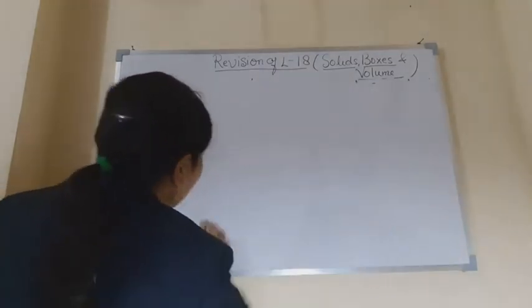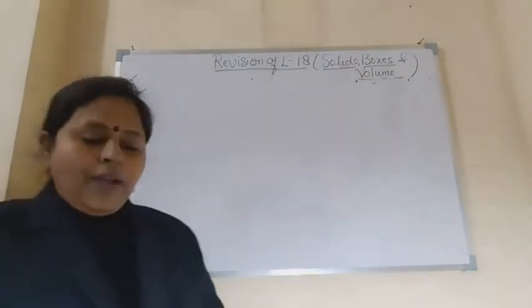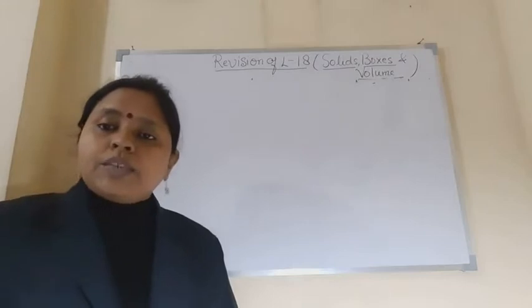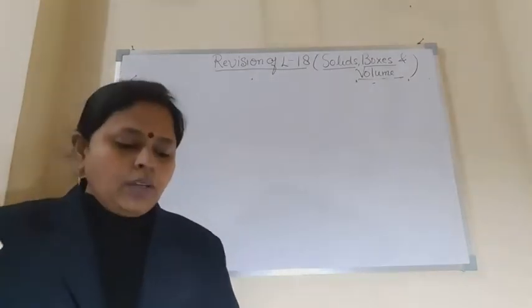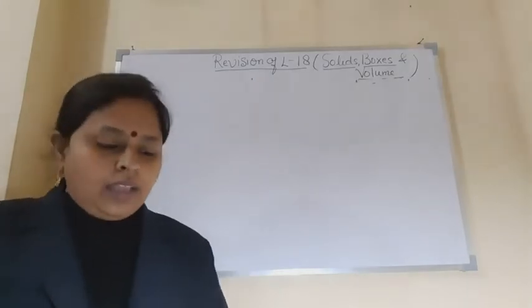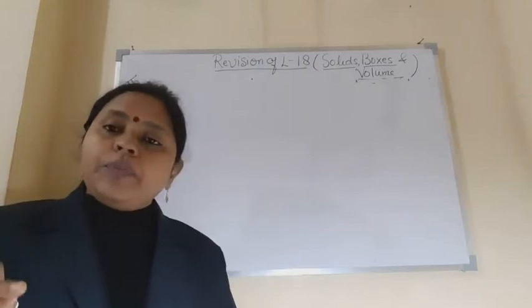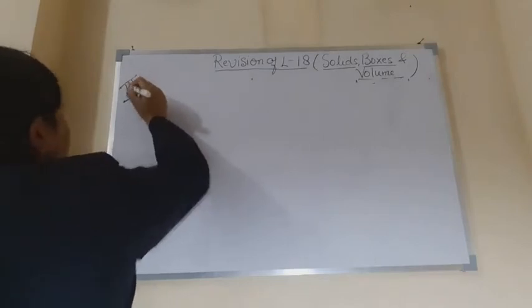I hope you all have understood the question. I will repeat the question once again for you all. The area of a rectangular stage is 750 square meter. If its height is 1.5 meter, find its volume. So children, this is question number 4.